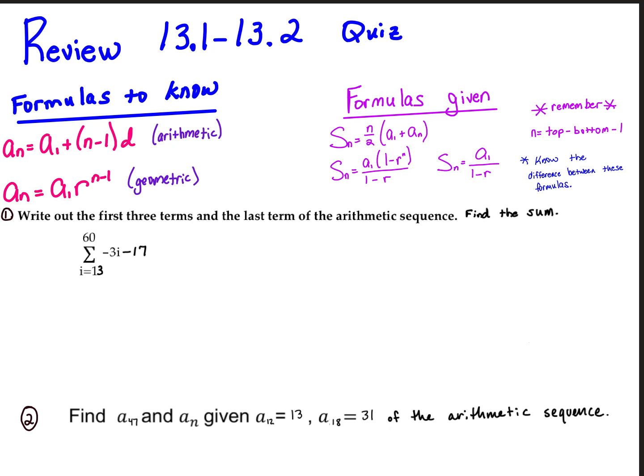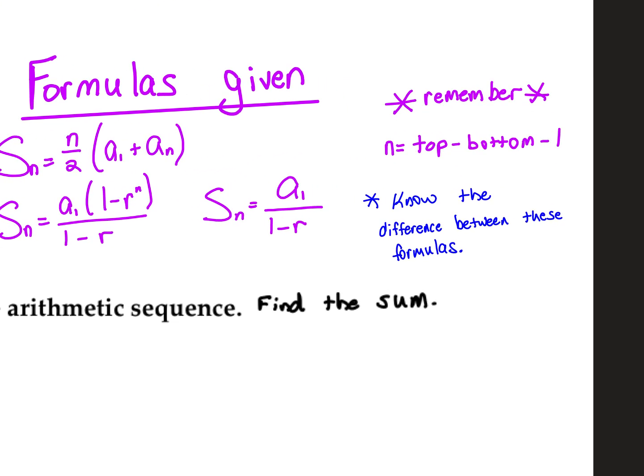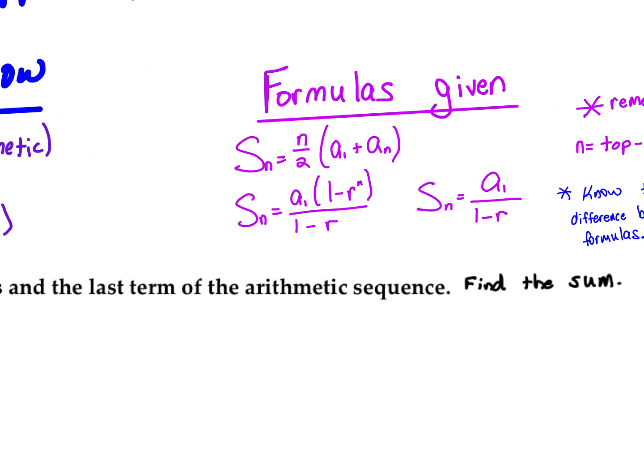Your test covers sections 13.1, 13.2, 13.3, and 13.6. Up top, you have your formulas that you need to know and the ones that are going to be given to you. The only problem with this is that the n is equal to top minus bottom should be plus 1, not minus 1. So make sure you make that change on your form.